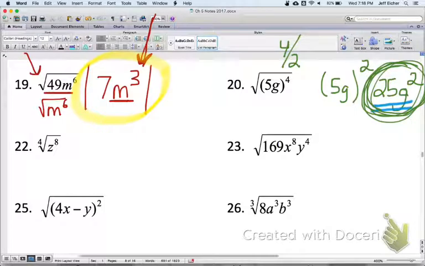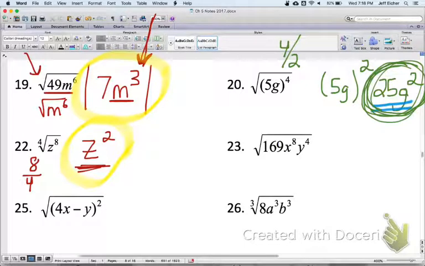Let's look at 22 since it's on the screen. We would have the 4th root of z to the 8th. We'd have 8 as our exponent, and we divide by our index, and that would be 2, z squared. Do we need absolute value bars? Can z squared potentially be a negative number, negative value? No. That's our final answer.